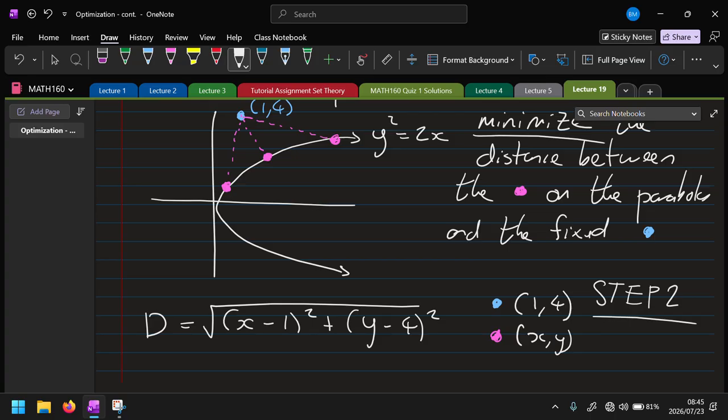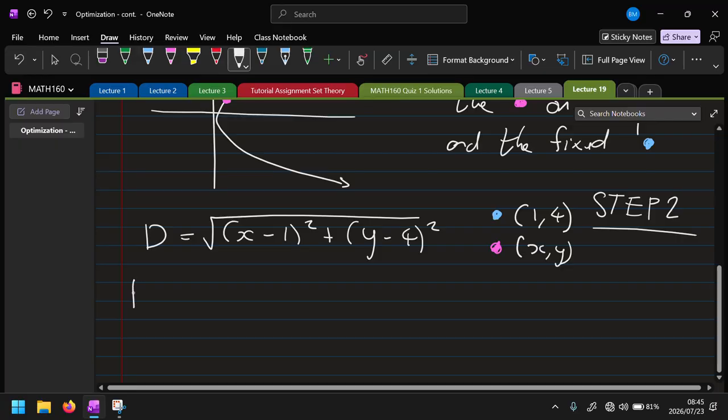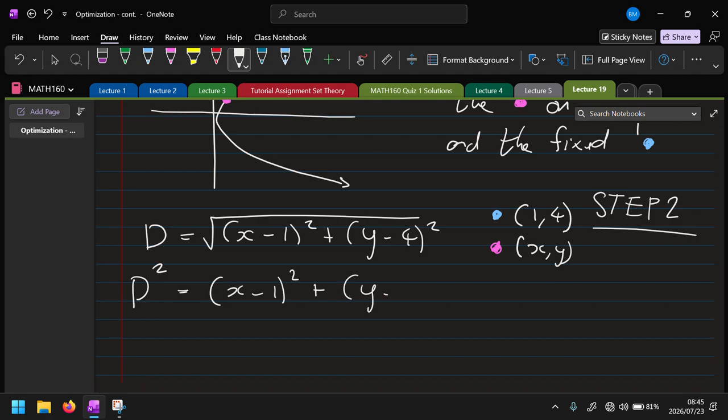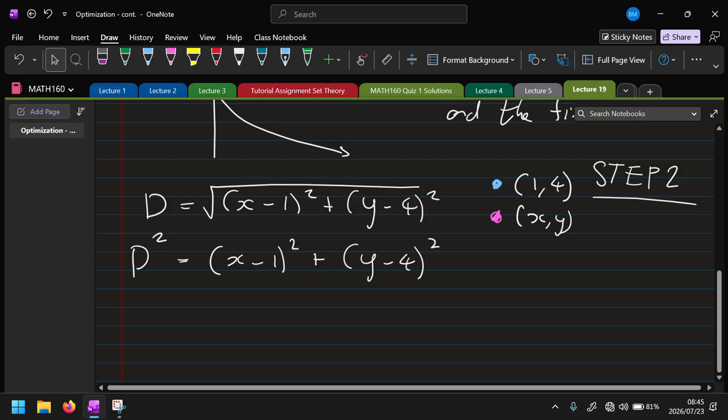Now here, we can work like this. This is fine with the square root. However, there's a trick we can use to make this slightly easier. Instead of dealing with the square roots of all of that, we're going to square both sides. So instead of minimizing the distance, we're going to minimize the distance squared. So d squared is (x minus 1) squared plus (y minus 4) squared. And we'll do some working on the side in a bit to justify this. So we got our function, the distance squared. It's a little bit easier to work with because we got rid of the root.